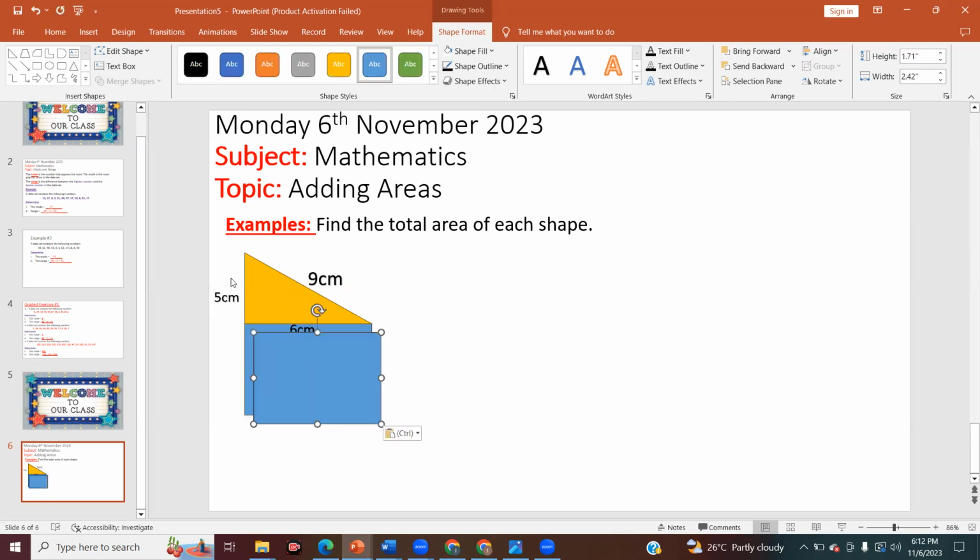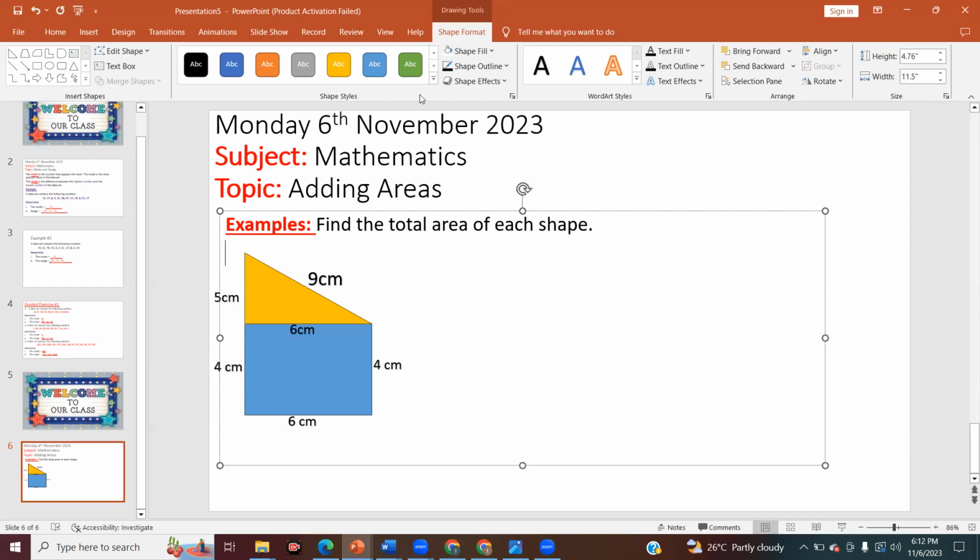Let's also say that this side is also 6 centimeters. And let's say that this side is 4 centimeters. And this side is 4 centimeters. Good. All right, so that's what we have.